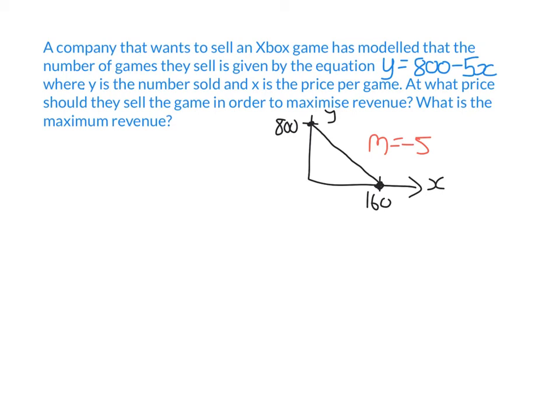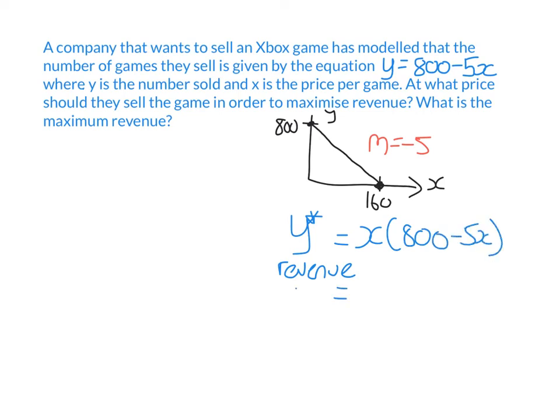Well, we're looking at the maximum revenue. This equation only tells us about the number sold. So if I want to write an equation for revenue, I'll just call it y star. This will be the revenue. The amount of money you make is simply the price, which we said was x, times the number sold. So I can expand this. I get that the revenue, y star, is 800x minus 5x squared.